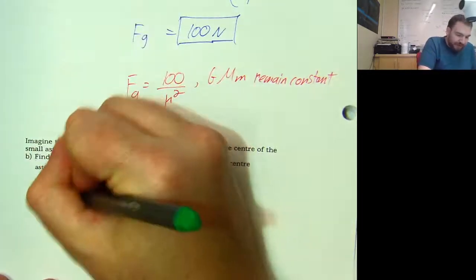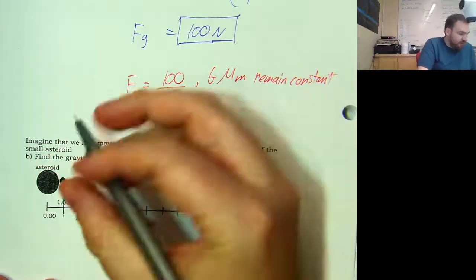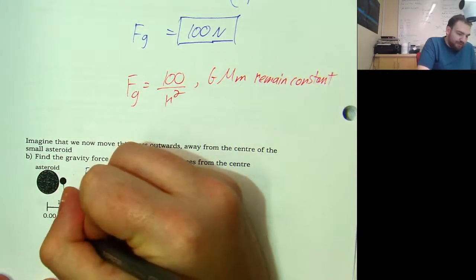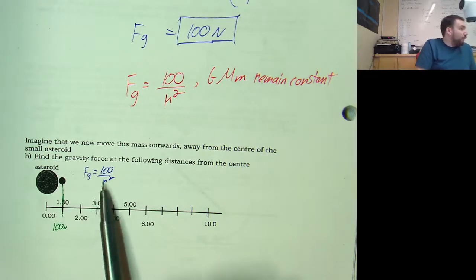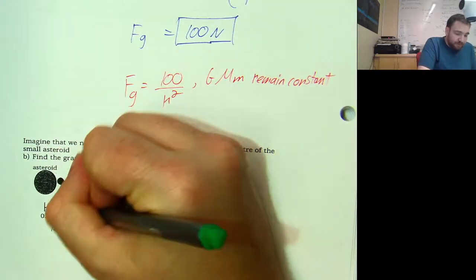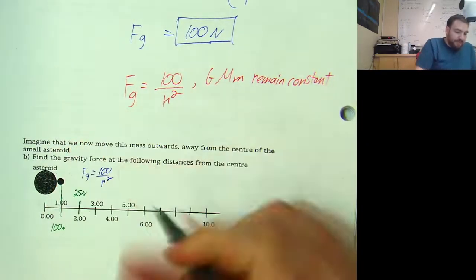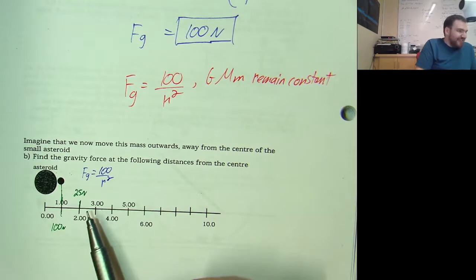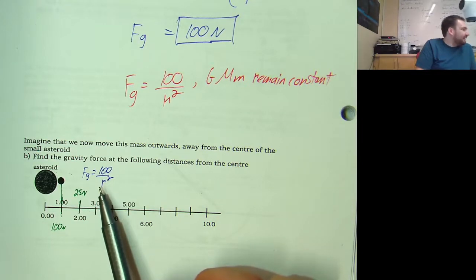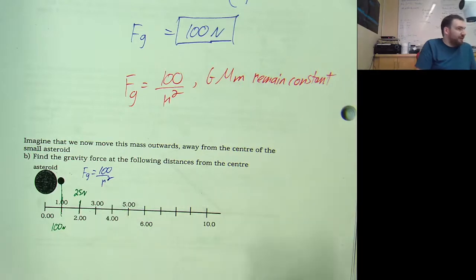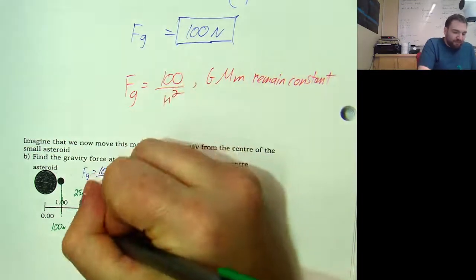At 1 meter, the force is going to be 100 newtons. At the 2 meter mark, I just take 2, shove it into r. 2 squared is 4. 100 over 4 is 25 newtons. 3, not as nice, but still pretty nice. This is going to be 100 over 9. Anyone know what 100 over 9 is? 11.1 repeating. It is 11.1 repeating.